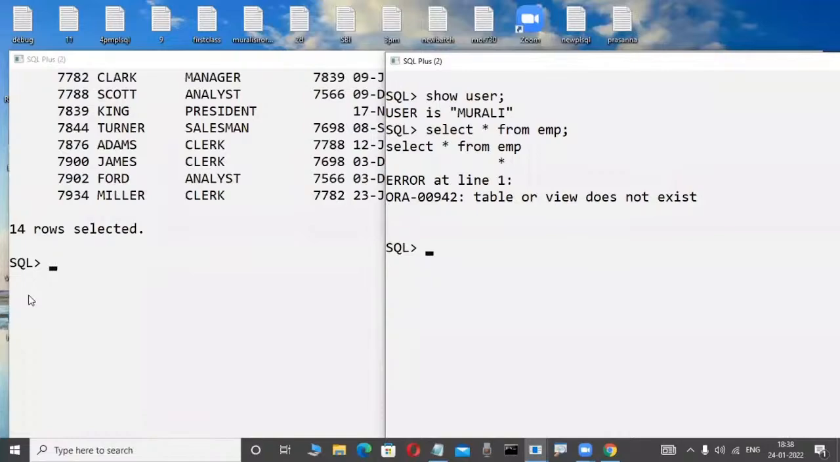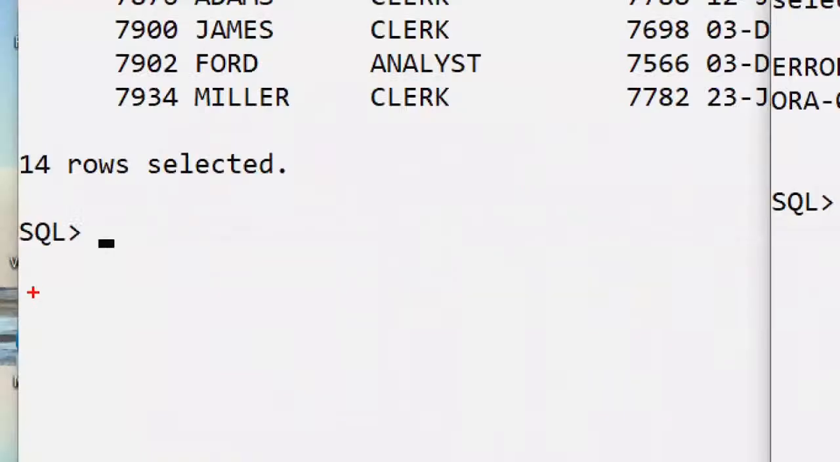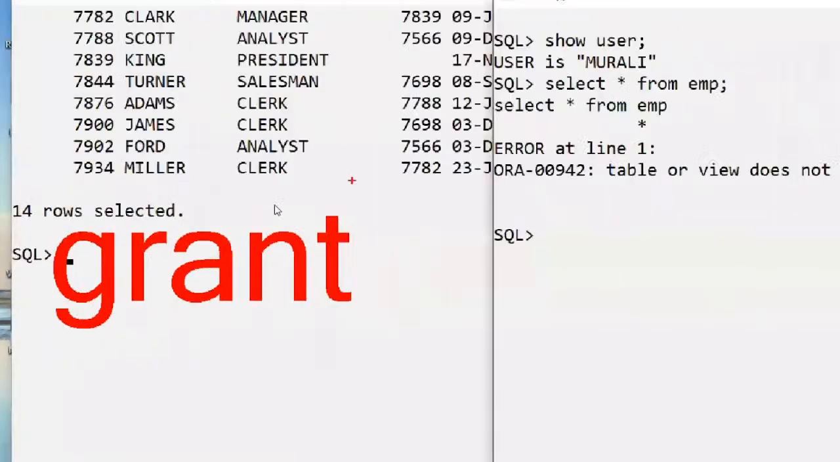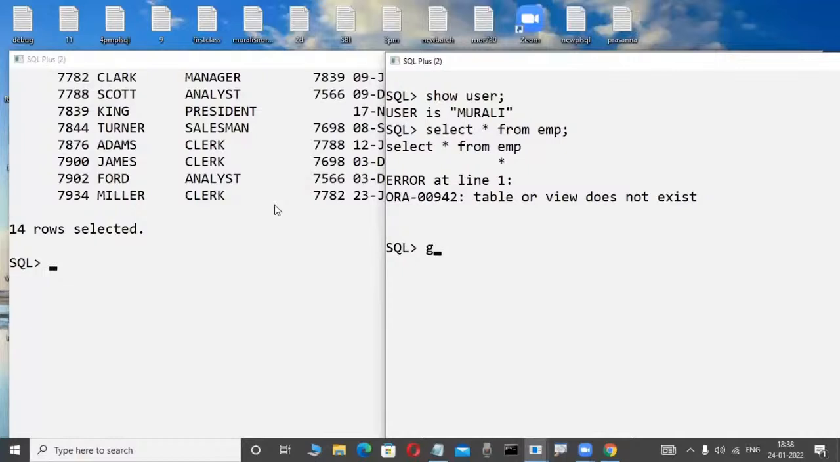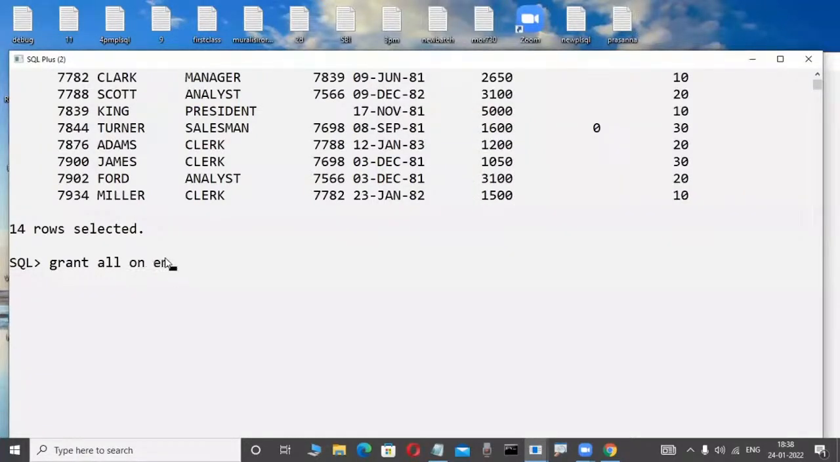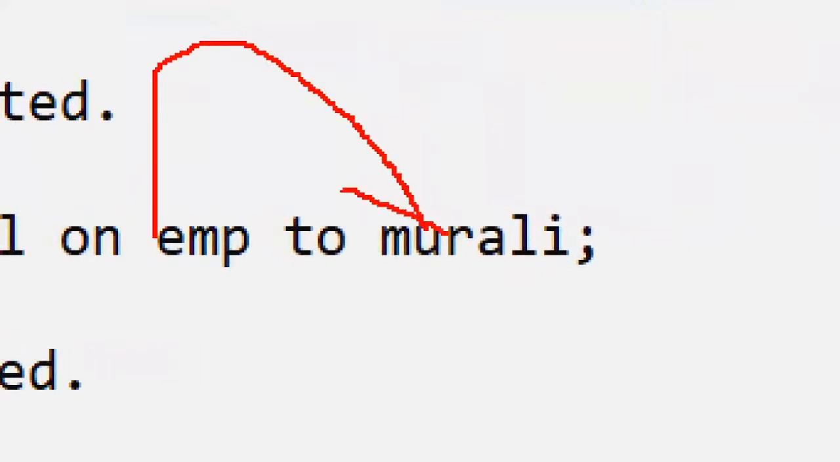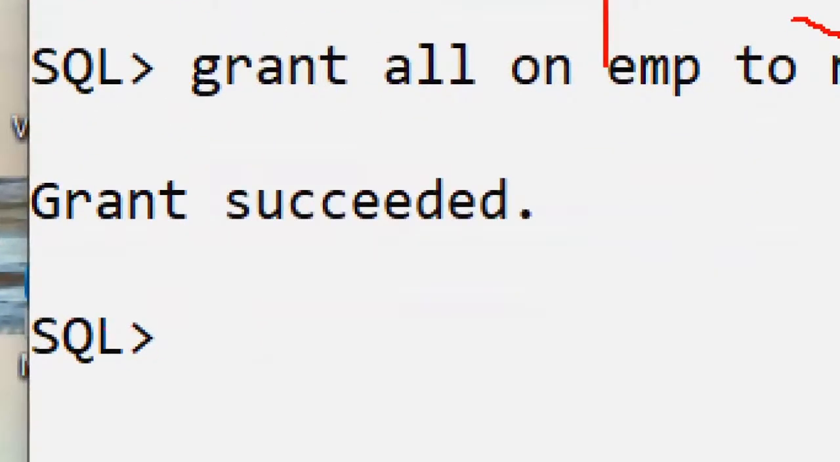Suppose this Scott employee gives permission. There are some commands for that, which you will become familiar with later in our language. Grant is a command. We are learning, don't worry. Now suppose the Scott user gives some permission through the grant command. Granting this table to the Murali employee, the message is: grant is succeeded.